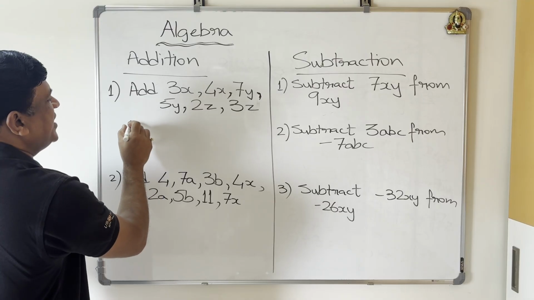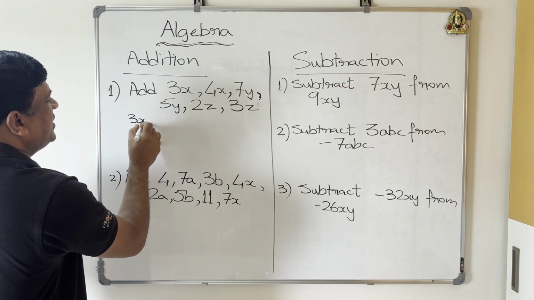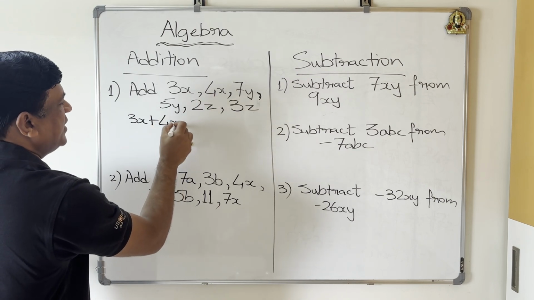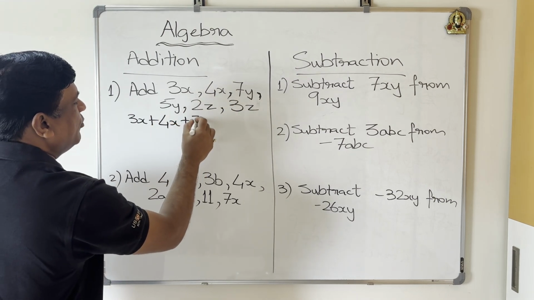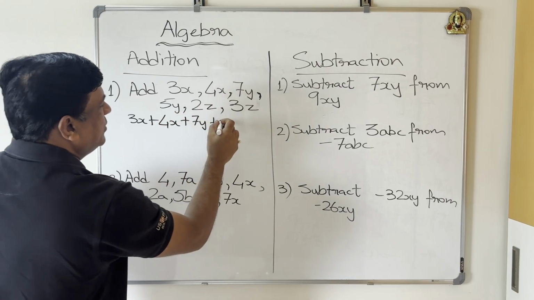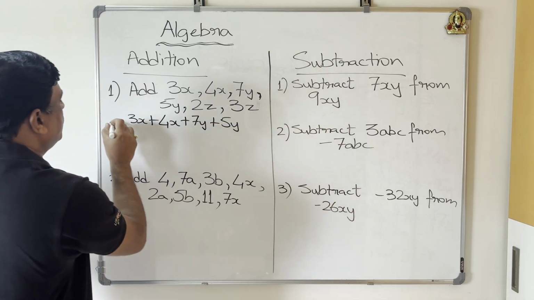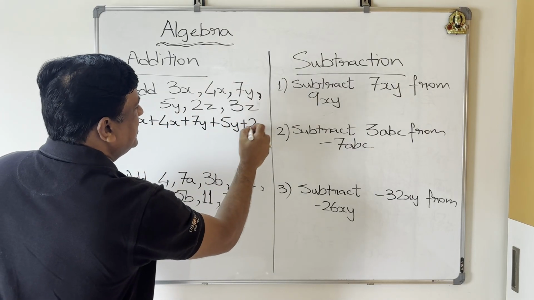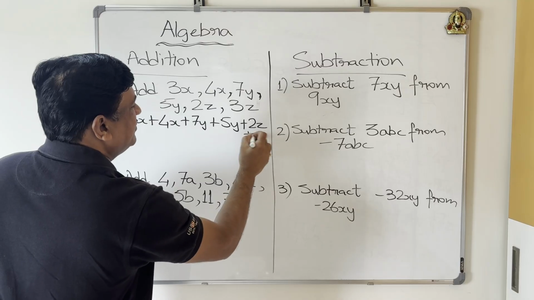The first term is 3x. Okay, I'm going to put 3x plus, what is the second term? It's 4x. Okay. What is the third term? I'm going to put it as third term 7y. What is the fourth term? It is 5y. Right? You need to always include an equal to, plus 2z plus another 3z.